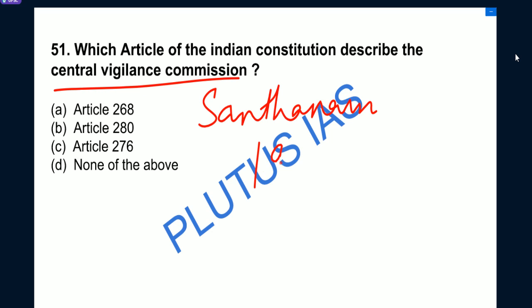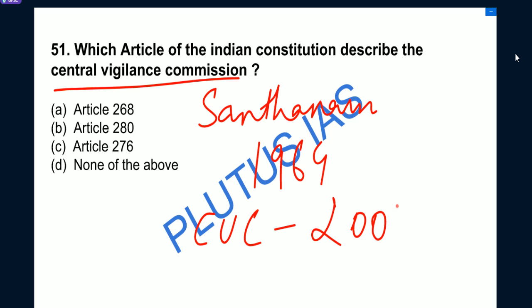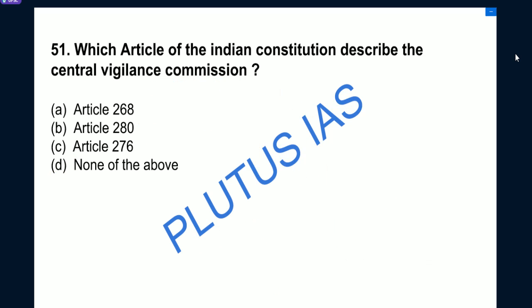It was established in the year 1964 and the CVC Act was passed in the year 2003. So this is an extra constitutional statutory body. So the answer would be D. ठीक है? Article 268 deals with the duties levied by the Union but collected by the states. Article 280 is Finance Commission. 276 is taxes on professionals, traders, etc. ठीक है? So this was question 51.